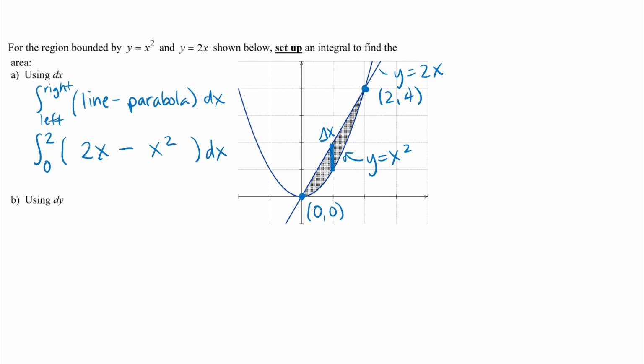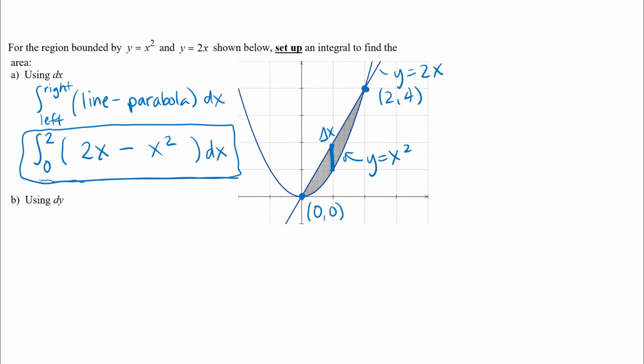All right, so there's that definite integral. It just asks us to set it up here and not evaluate it. But there's that integral set up that would give us the area of that shaded region between those two curves using a dx integral.